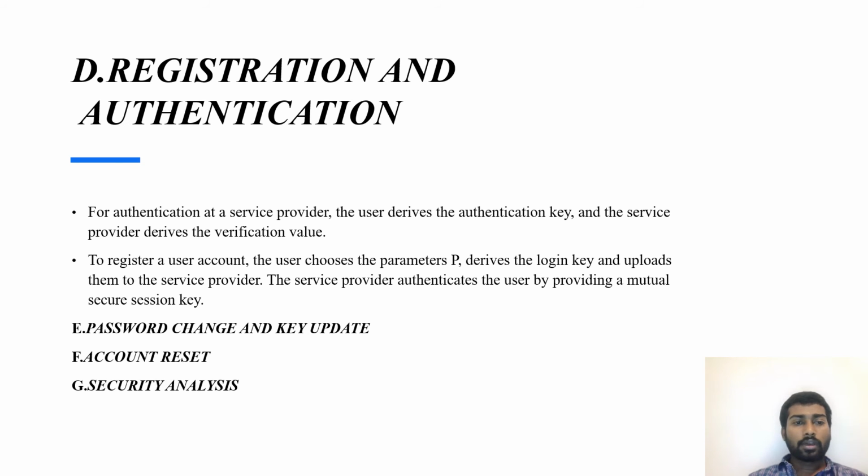Now we'll talk about the registration and authentication. For authentication at a service provider, the user derives the authentication key and the service provider derives the verification values. To register a user account, the user may choose the parameters such as P, derive the login key and upload them to the service provider. The service provider also authenticates the user by providing a mutual secure session key. And we'll talk about the password change and key update, account reset and security analysis.